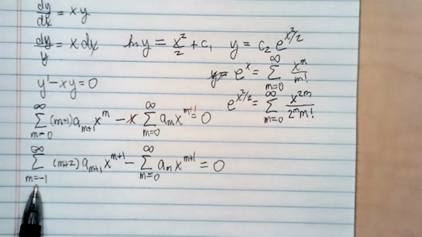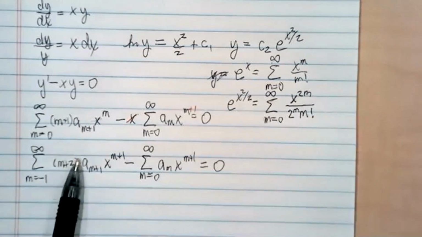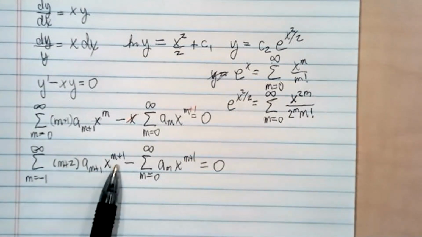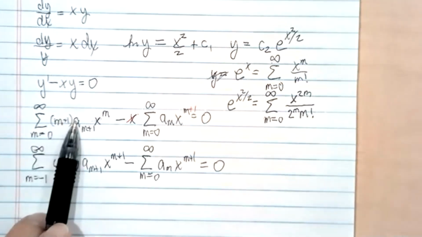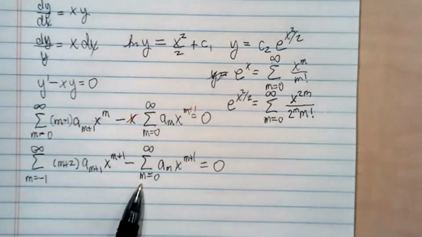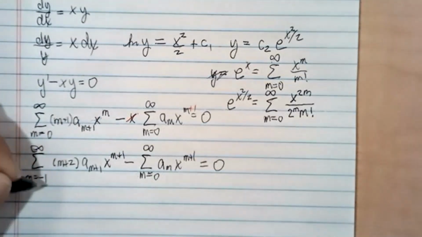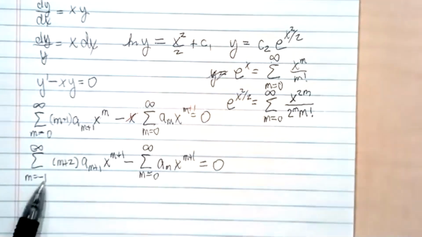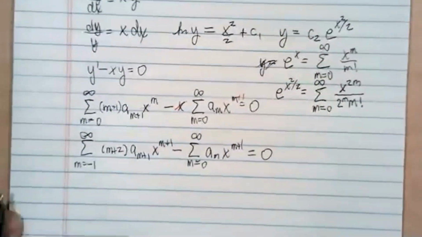Let's just double check. When m is minus 1, this produces 1 a0 x to the 0. And when x is 0 here, you get 1 a0 x to the 0. I think we're okay there. And now we have them both agreeing. So I've got an exceptional case. When m is minus 1, I get a term from this series, but not this series.